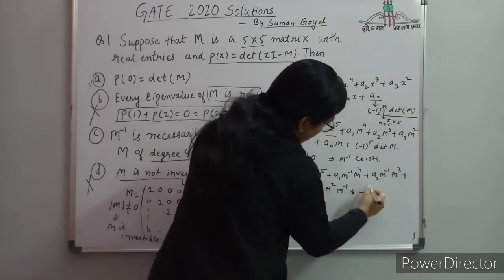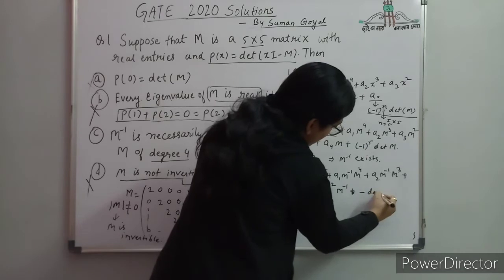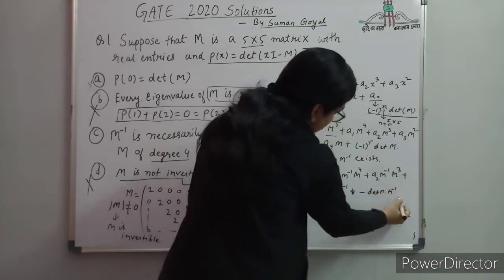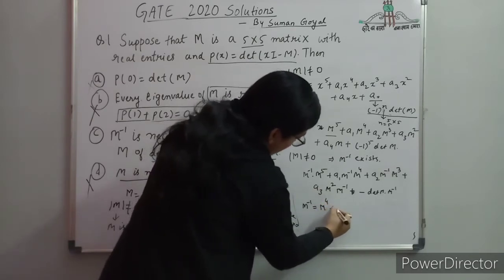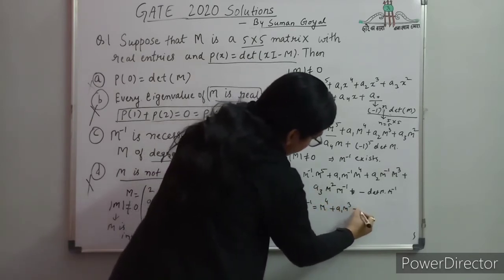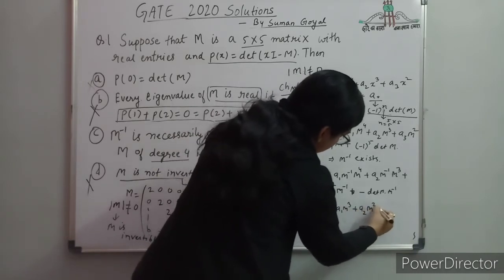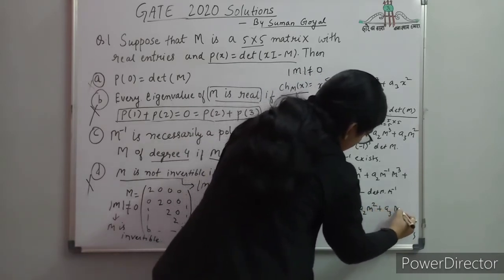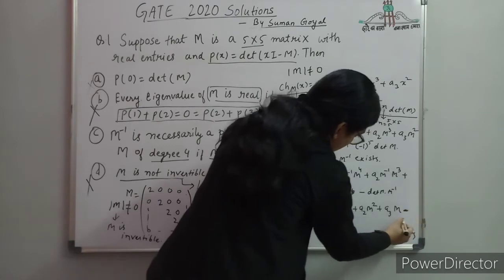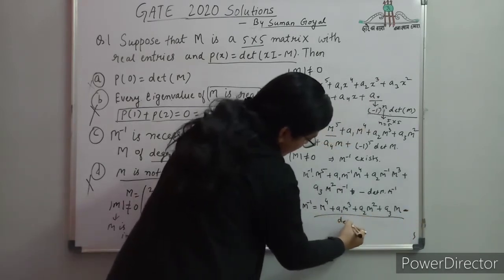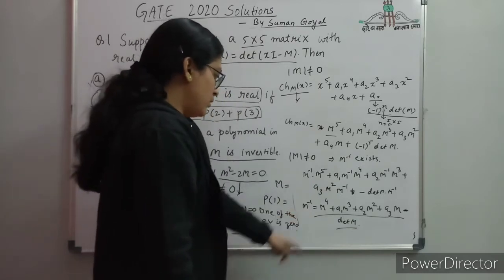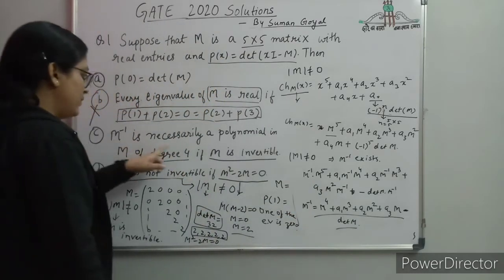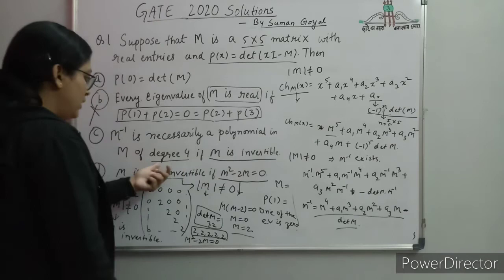This is minus 1 to the power 5 determinant of M into M inverse. So from here, what will M inverse be? M to the power 4, meaning degree 4, a1 M cube plus a2 M square plus a3 M, divided by determinant of M. Since determinant of M is not equal to 0, you can divide. So the main thing is, M inverse is necessarily a polynomial in M of degree 4.